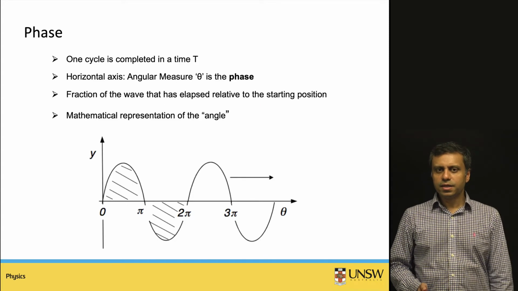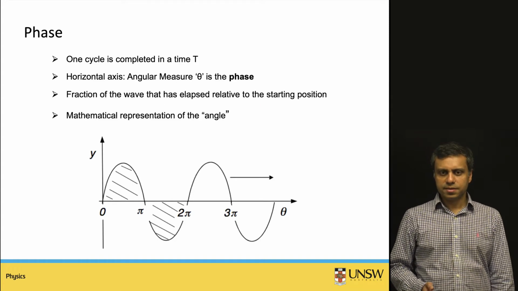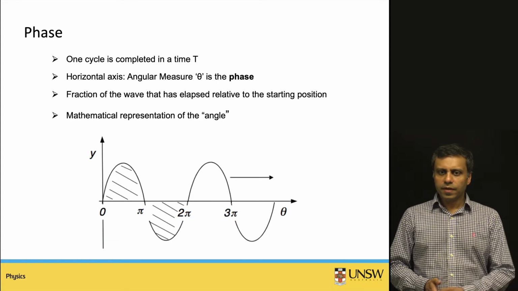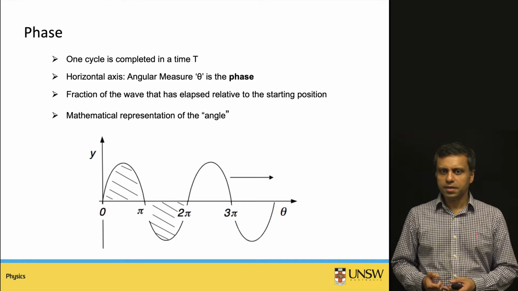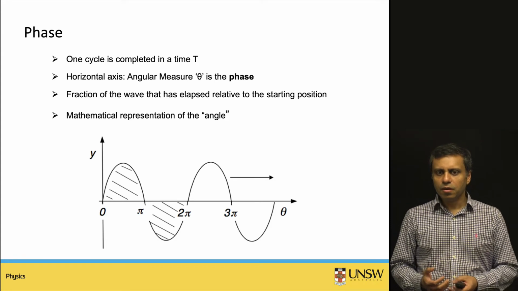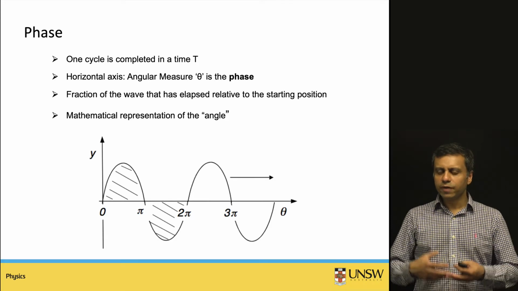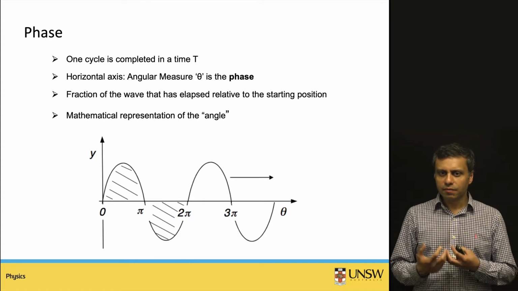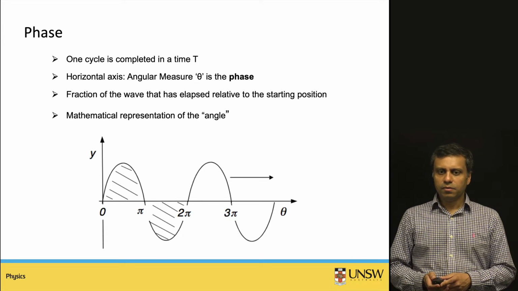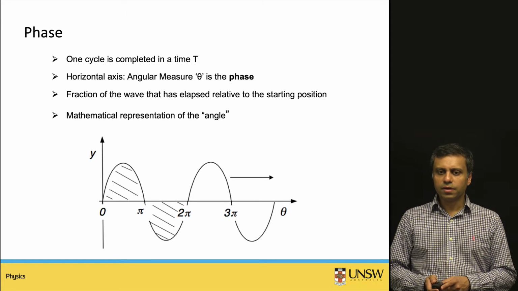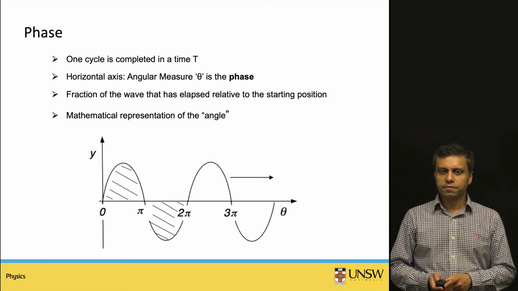Another important quantity in circular motion is called the phase. Phase can be thought of as an angular measure of the wave and is represented by theta. What it tells us is what fraction of the wave has elapsed relative to the starting position. And over here you see a plot of the wave as a function of theta, its phase.